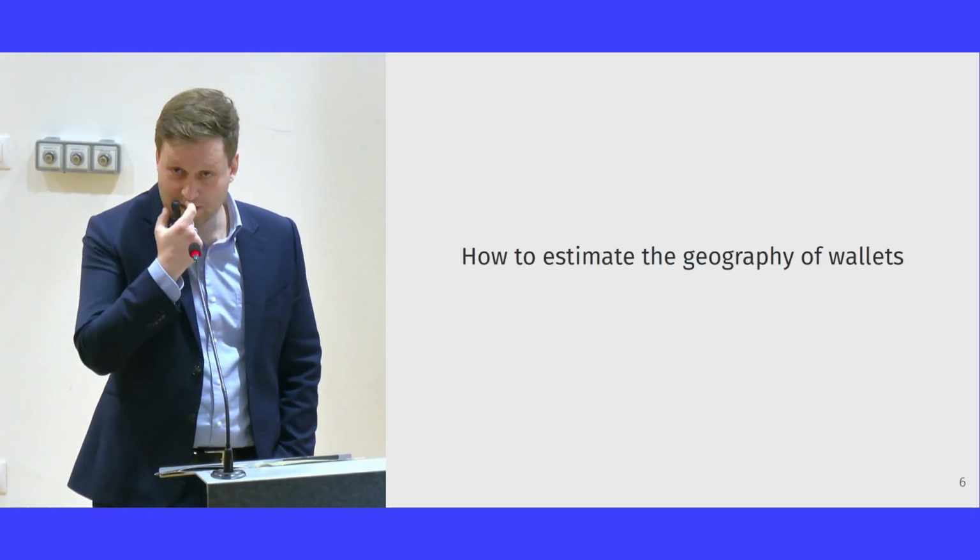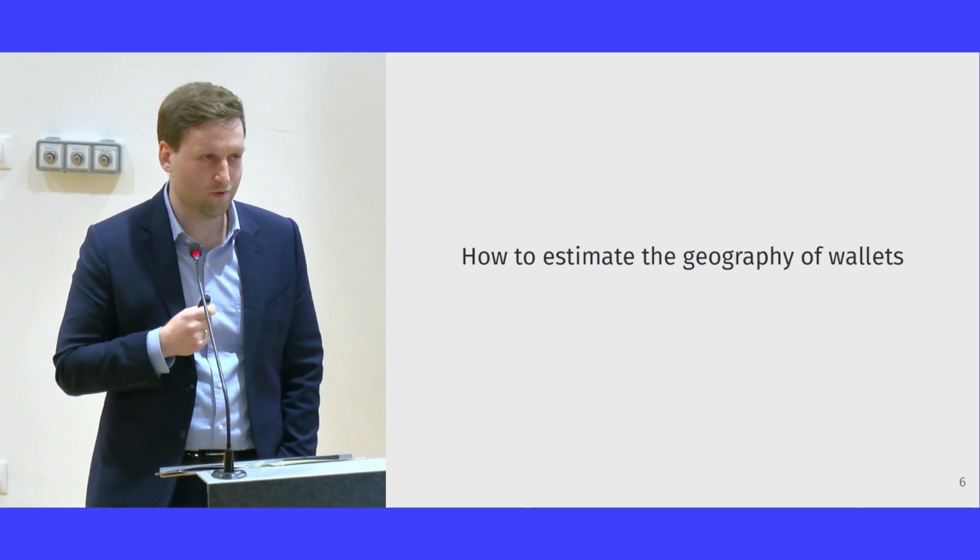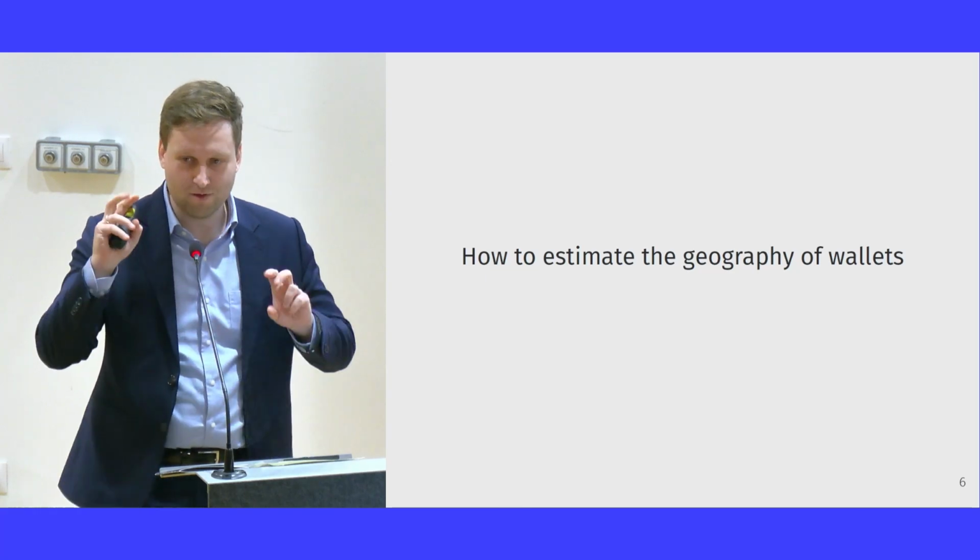Okay, so how do you actually estimate the geography of crypto wallets given that they're supposed to be, quote unquote, anonymous?